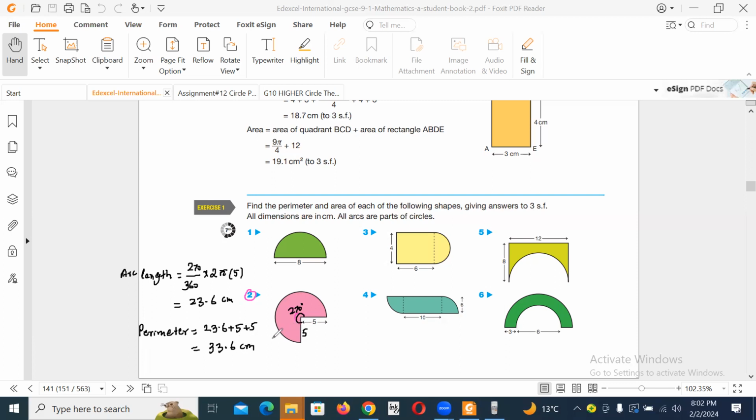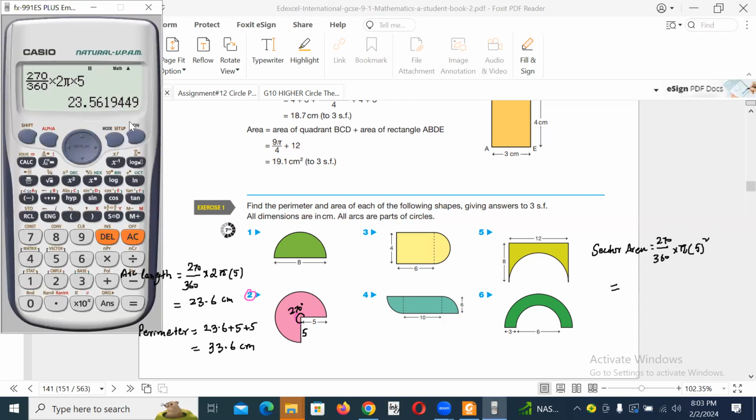Now how to find the area of this shape? We have to find the sector area first, and for the sector area we will apply the same angle. So look, the sector area, this is part B. For the sector area formula, we apply 270 over 360 multiply pi r squared. r is 5, so 5 power 2.